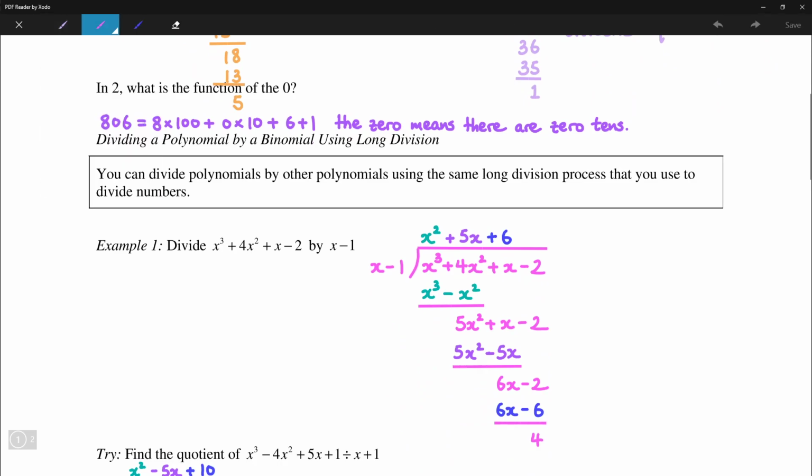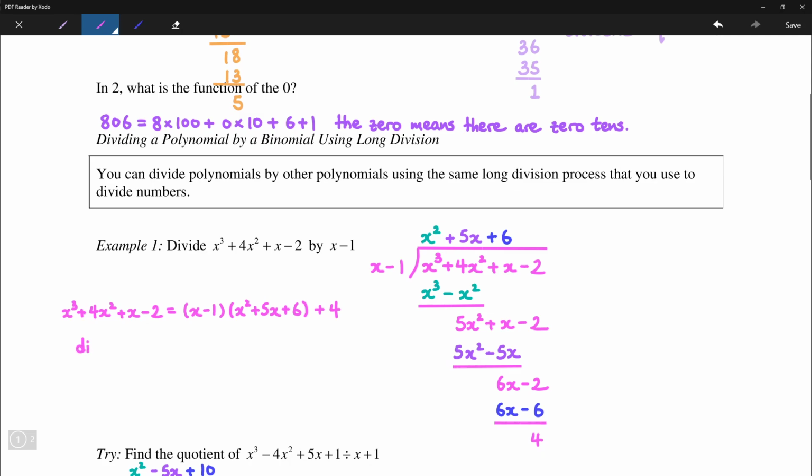So in this example here, example 1, the division statement will be x cubed plus 4x squared plus x minus 2 is equal to, and once again we have our divisor, which was x minus 1, our quotient, which is x squared plus 5x plus 6, and our remainder of plus 4. Okay, so very similar formatting.